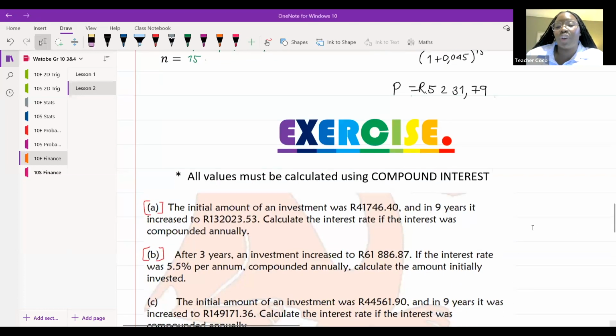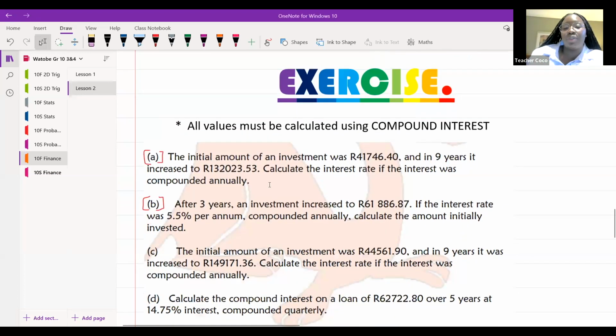Okay, I need you to first answer the questions for me using the compound interest formula. I'm going to write it down over here again. A is equal to P, open brackets, 1 plus our interest rate, to the power of n. All right, so when you're done answering both of those questions, then you can pop your favorite emoji in the chat. All right.